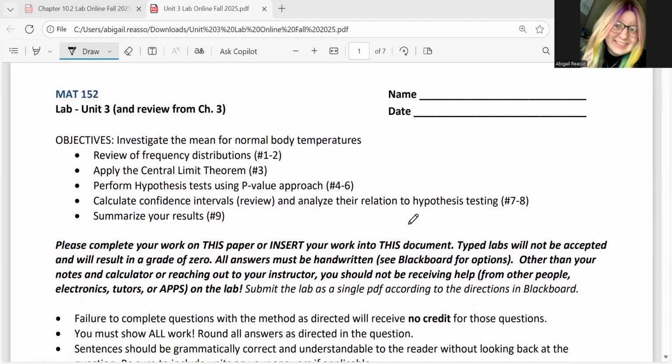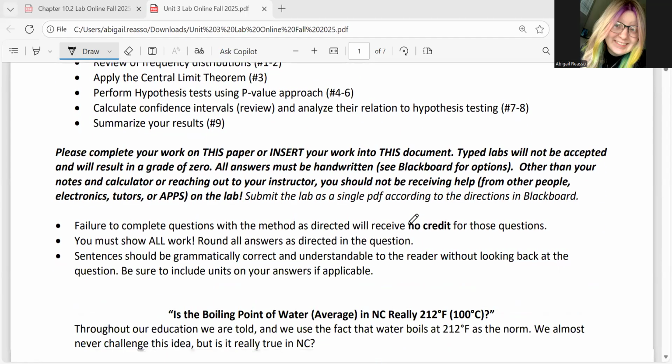As always, we have our objectives listed here, and be sure to complete your work on this paper or insert your work into this document. Typed labs will not receive any credit. Your answers need to be handwritten.